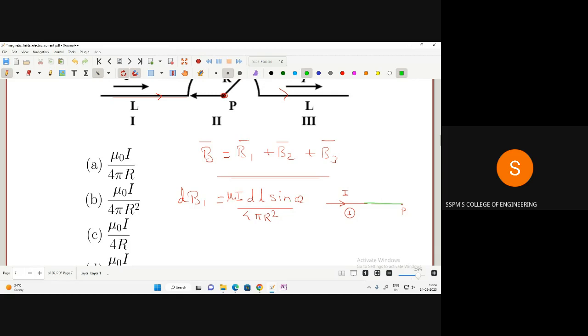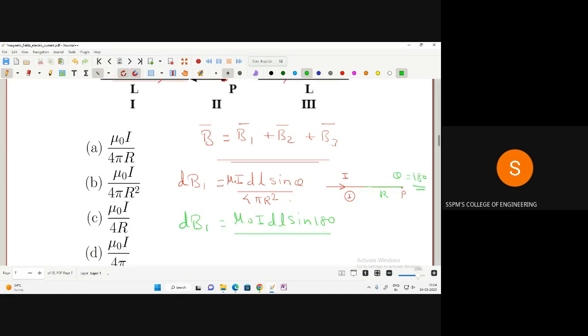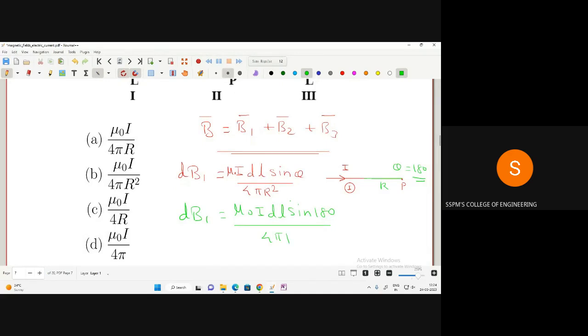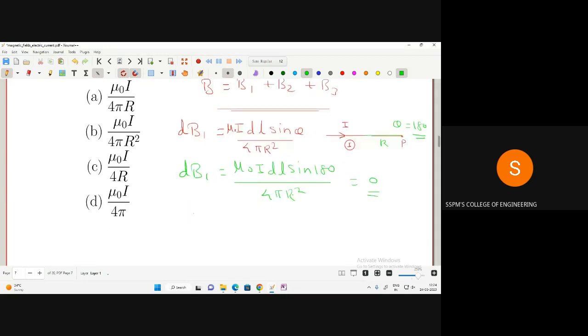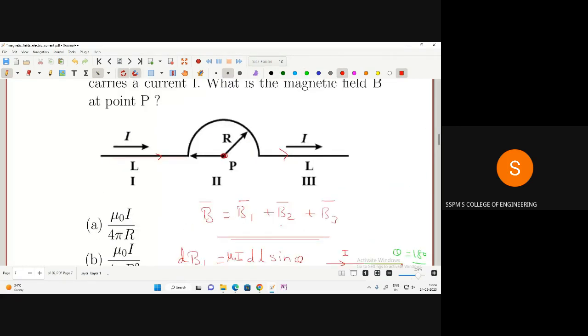तो dB1 is equal to mu 0 I dl sin 180 divided by 4 pi r square. Where sin 180 is 0. Are you getting? So B1 is also 0. B1 का असणार 0 असणार. So we got the magnetic induction or magnetic field due to first segment, that would be 0.